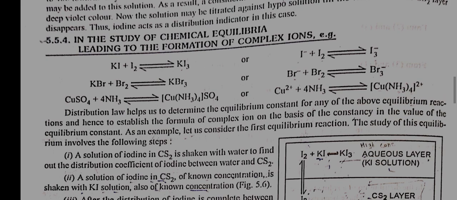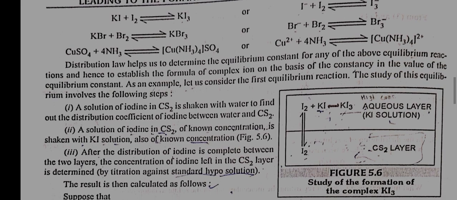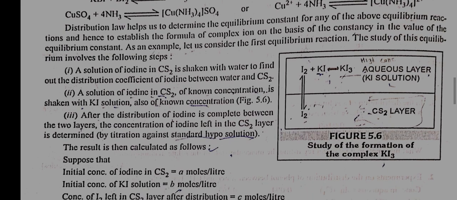In the study of chemical equilibria leading to the formation of complex ion, KI plus I2 tends to KI3, KBr plus Br2 tends to KBr3, CuSO4 plus 4NH3 tends to Cu(NH3)4SO4. Distribution law helps us to determine the equilibrium constant for any of the above equilibrium reactions and hence to establish the formula of the complex ion on the basis of constancy in the value of the equilibrium constant. As an example, let us consider the first equilibrium reaction.